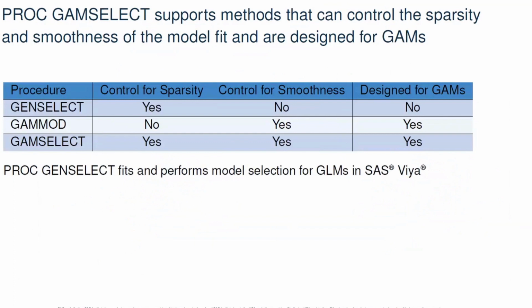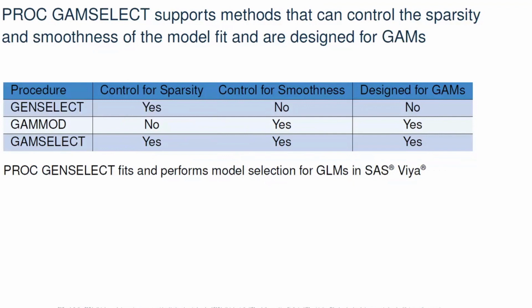SAS Visual Statistics and SAS Viya currently provides a number of tools designed for building GLMs and GAMs. In particular, some of you might be familiar with the GenSelect and GAMMod procedures. To understand how the new GAMSELECT procedure fits into this picture, you can consider three features of a procedure. First, if it allows you to control the sparsity of the model fit, so does the procedure support model selection? Second, if you can control the smoothness of nonlinear spline terms in the model. And third, if the methods that the procedure implements to fit a model are designed specifically for GAMs.